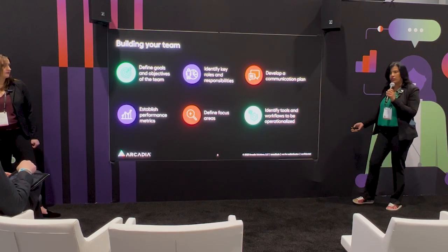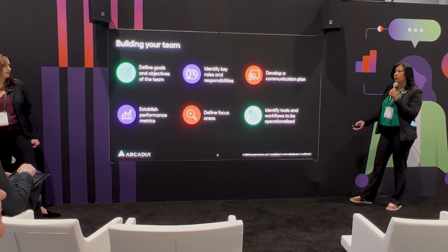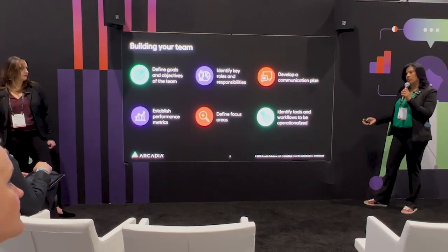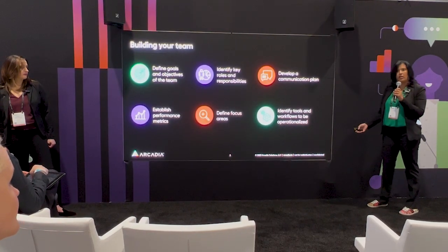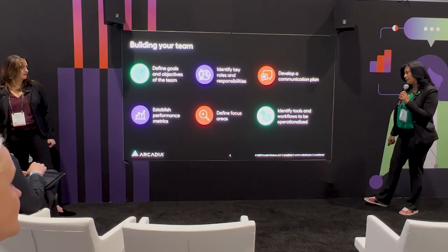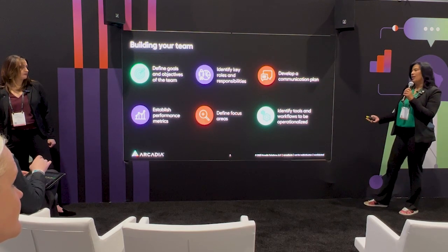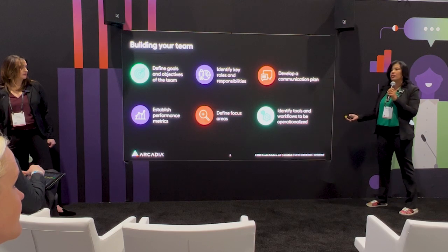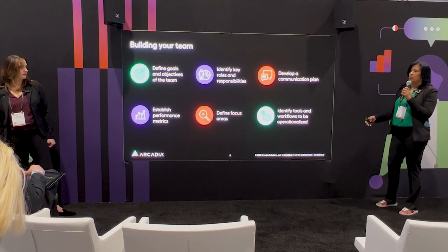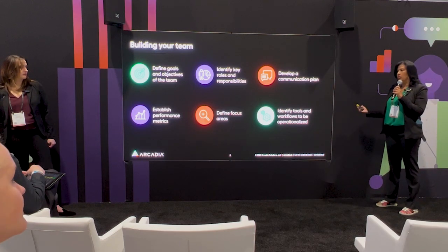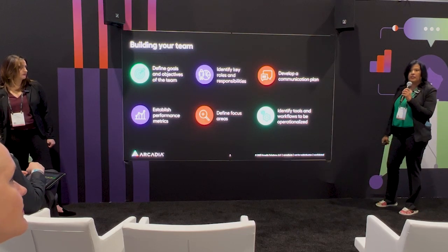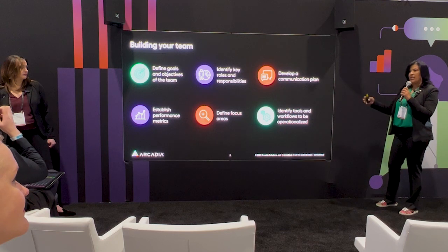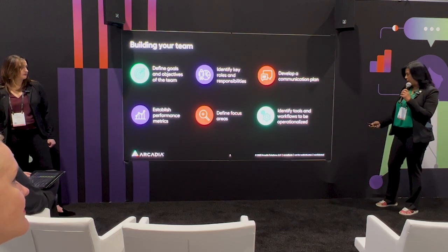You also want to define your focus areas. What are you going to be working on specifically? Is your team going to do risk? Is your team going to do quality? Is it going to do risk and quality? And what lines of business are you going to cover when you're doing that? And then identify tools and workflows to be operationalized. So for Arcadia, are you going to use Assess for your team? Are you going to use Patient Chart? What reports are you going to have? So you need to have that established early on.